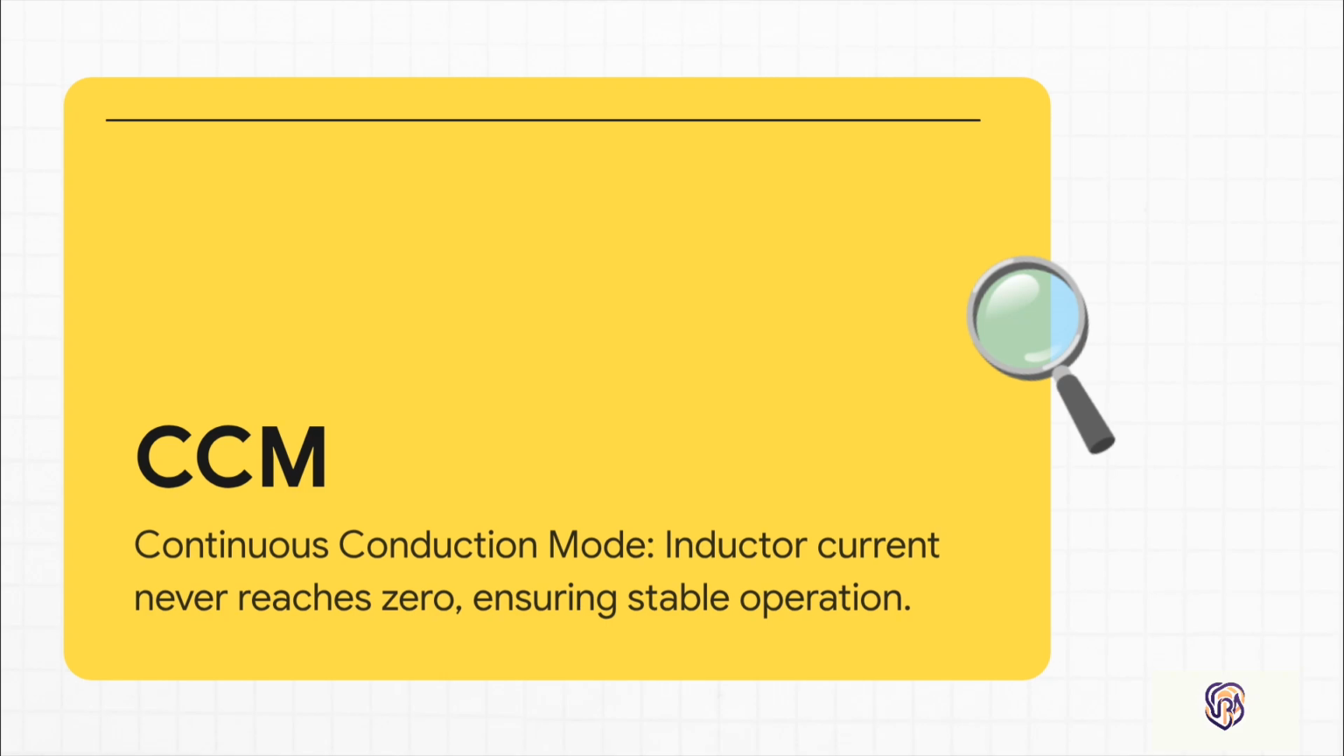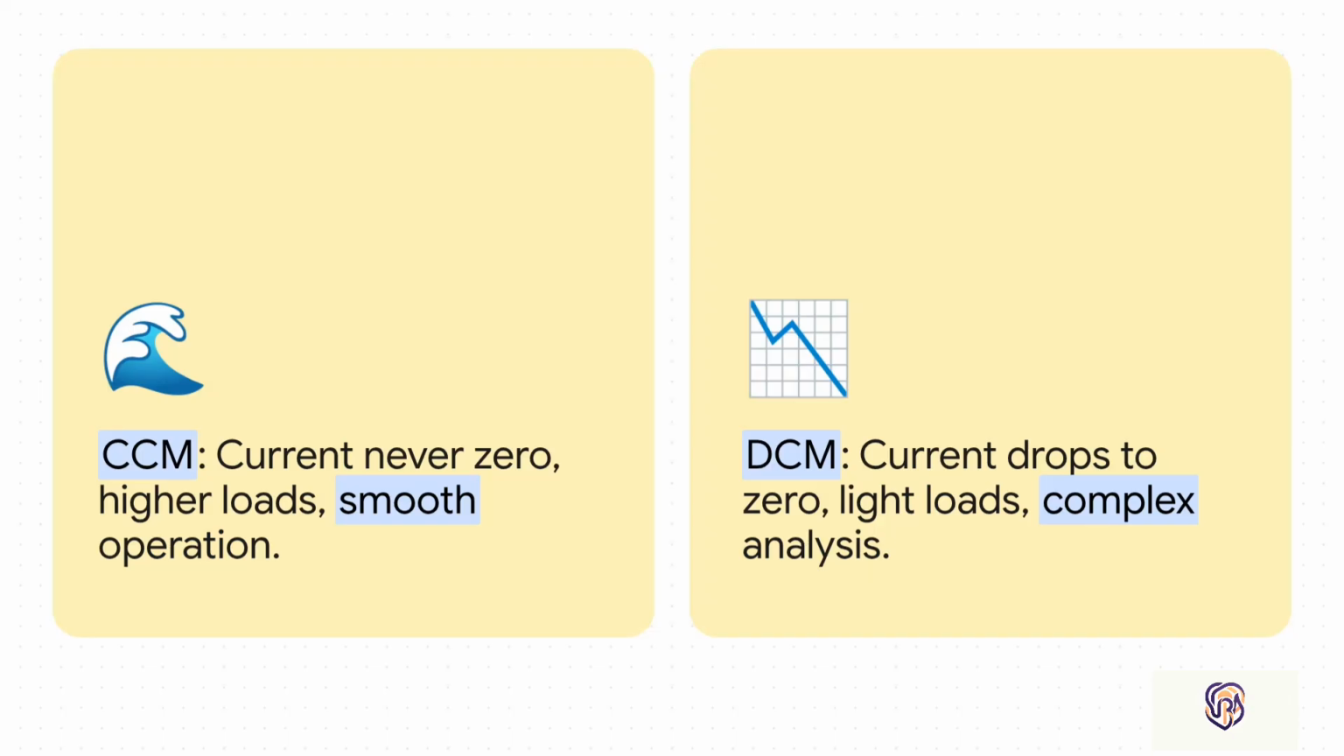That makes the whole system incredibly stable and really easy to predict. The really crucial takeaway here is the stark contrast between these two modes. In CCM, which happens at higher loads, the operation is super smooth. Our simple Vout equals duty cycle times Vin math works perfectly. But here is the real danger zone.